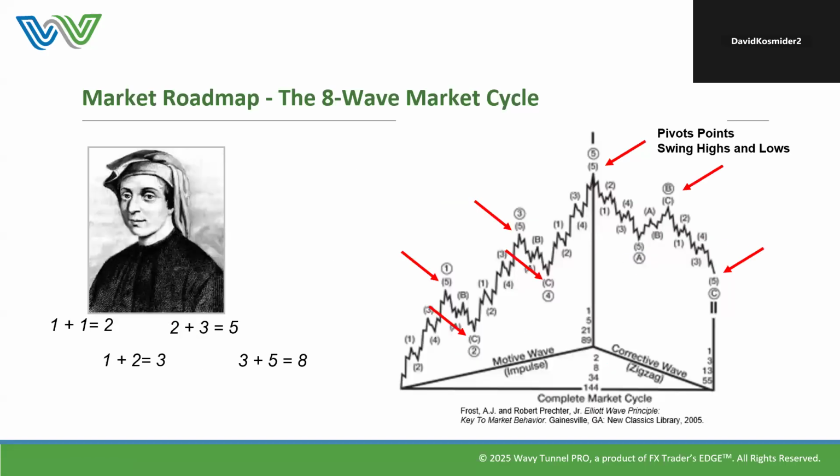This 8-wave market cycle, the picture on the right, is described in the Frost and Prechter book, The Elliott Wave Principle. And the mathematical calculations are credited to Leonardo Fibonacci, an Italian mathematician born in the 12th century in the town of Pisa. You all know him. He is most famous for his book of calculations.